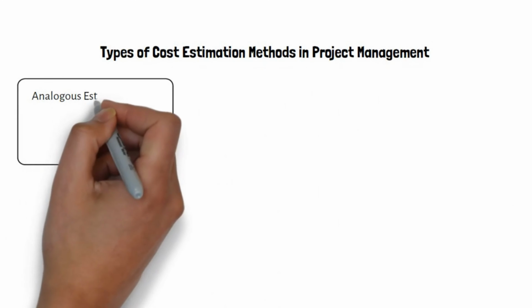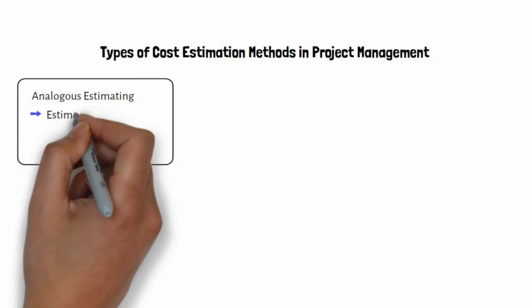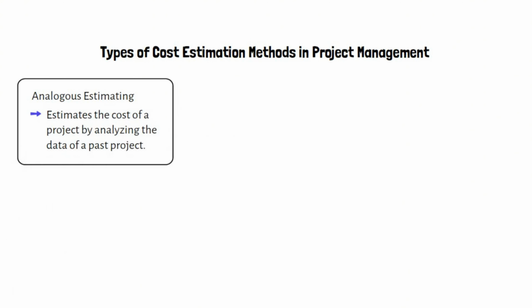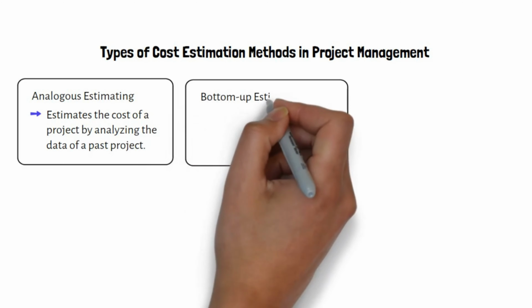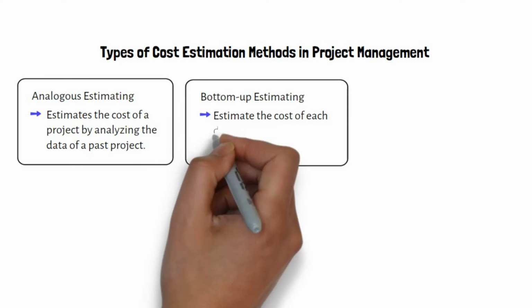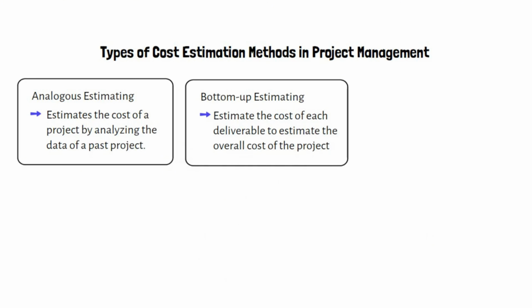Analogous estimating. Analogous estimating is a rough estimation technique that estimates the cost of a project by analyzing the data of a past project. Although it is a quick method, it does not provide a straight estimation. Bottom-up estimating. In bottom-up estimating, you estimate the cost of each deliverable to estimate the overall cost of the project. It provides an accurate estimation.